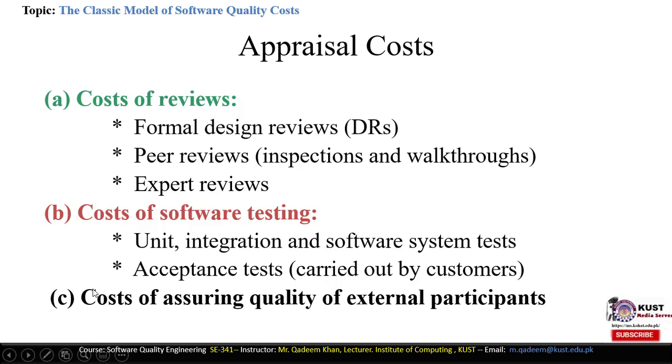The third type of appraisal cost includes the cost of assuring quality of the external participants. All these external participants who are invited for appraisal purposes contribute to the appraisal cost here.